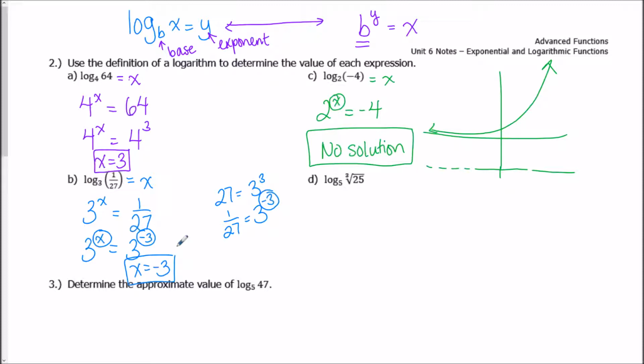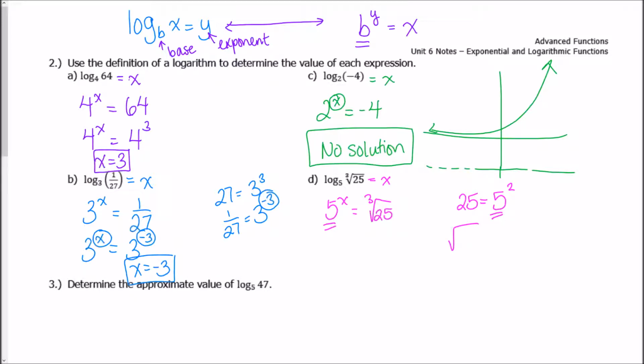Okay? And then in our last one that we have here, we've got log base 5 of the cube root of 25. So I'm going to set this one equal to x right here as well. And I'm going to say 5 to the power of x is equal to the cube root of 25. Well, I know that 25 I can rewrite with a base of 5 to the power of 2. And I'm going to choose 5 because I want my bases to be the same.